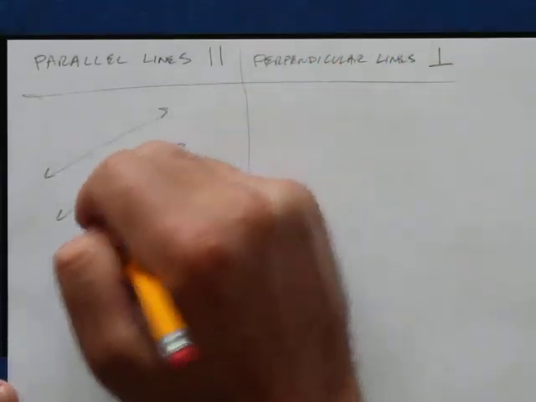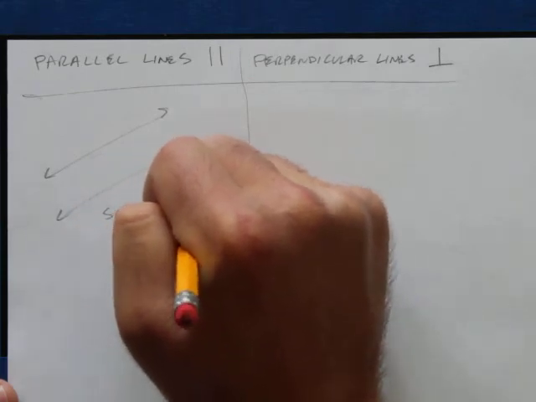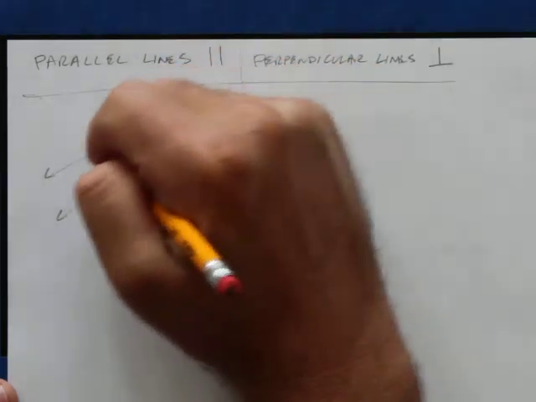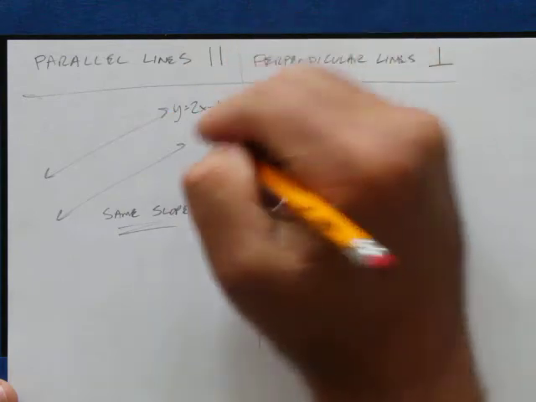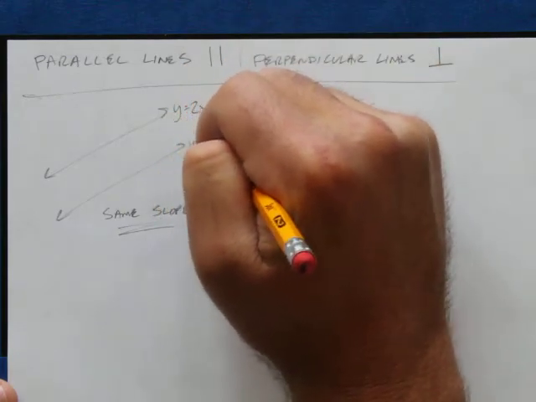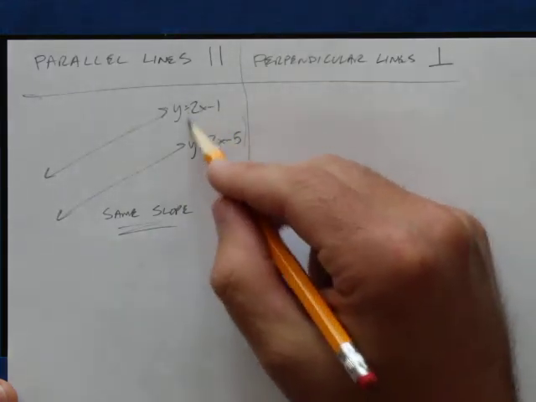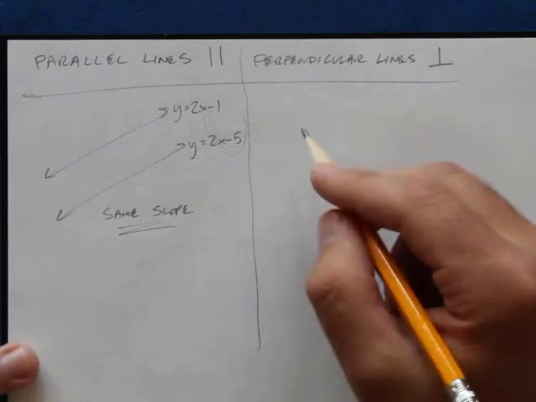touch. They have the same slope, but different y-intercepts. So this one might be y equals 2x minus 1, and this one might be y equals 2x minus 5. Notice they have different y-intercepts, but the same slope. Okay, perpendicular lines.